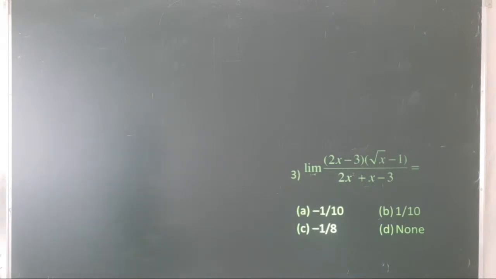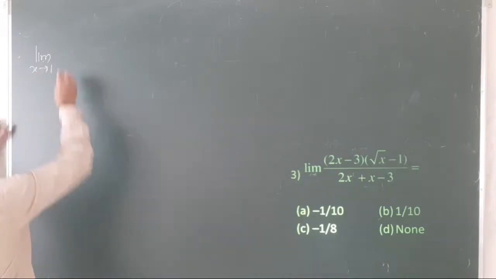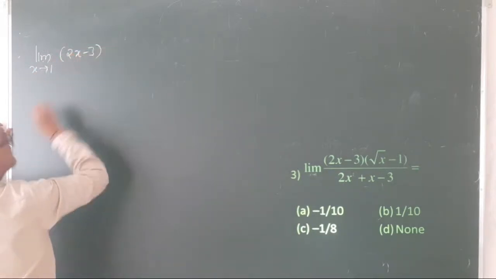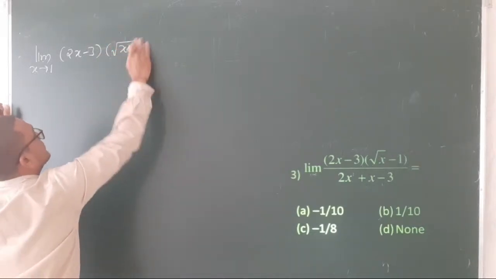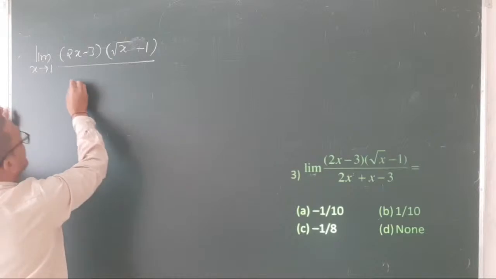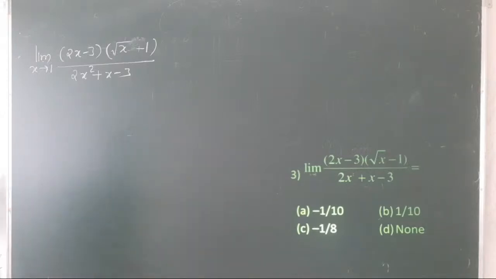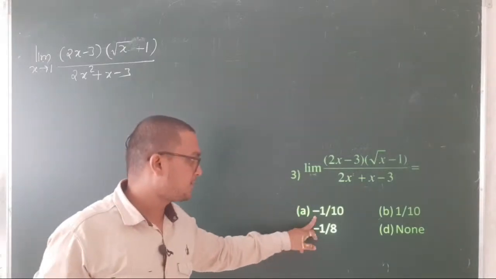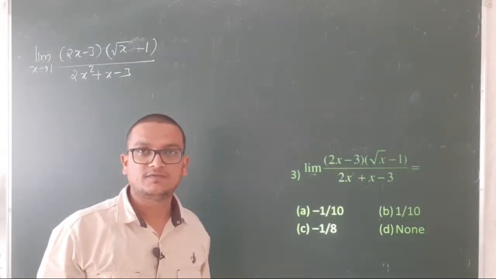Okay, next question. If it's not visible, I'll write it. Limit x tends to 1 of (2x minus 3) into root of x minus 1, divided by 2x square plus x minus 3. The options are minus 1 by 10, plus 1 by 10, minus 1 by 8, and none of the above.